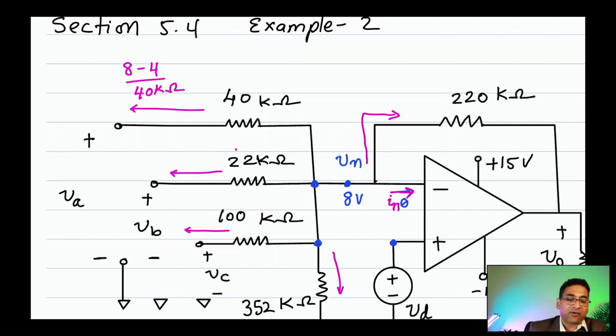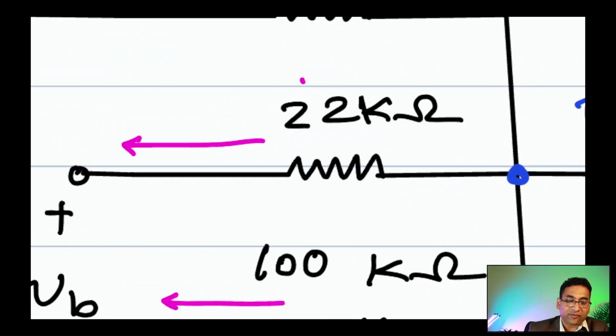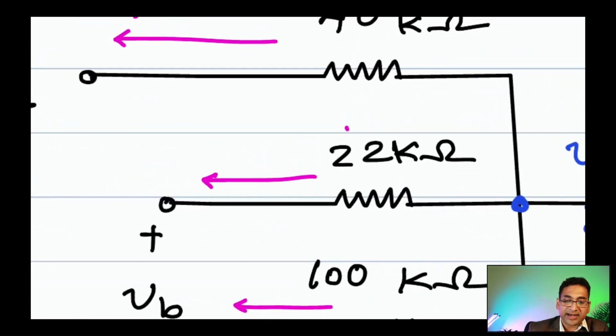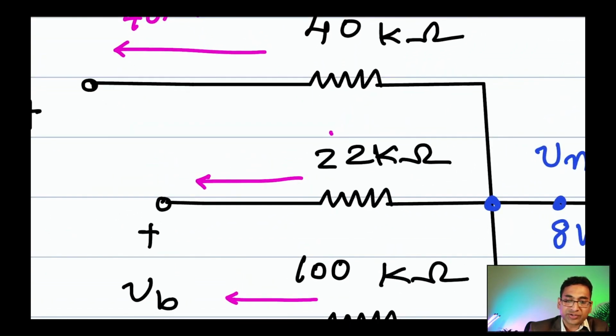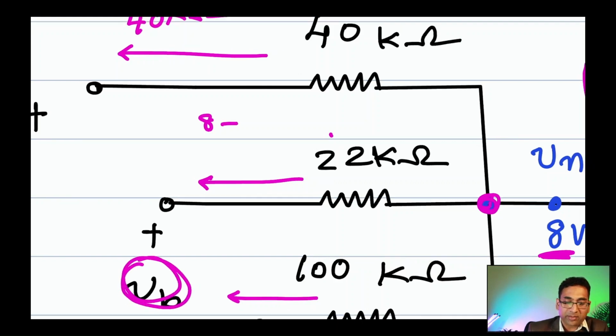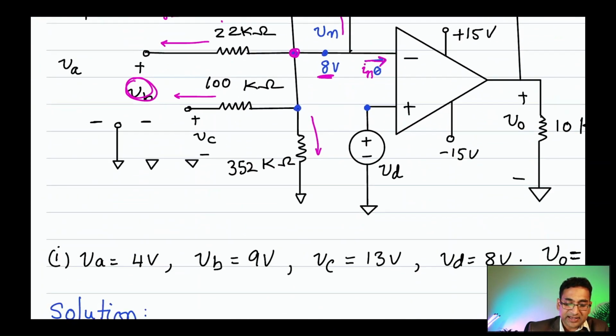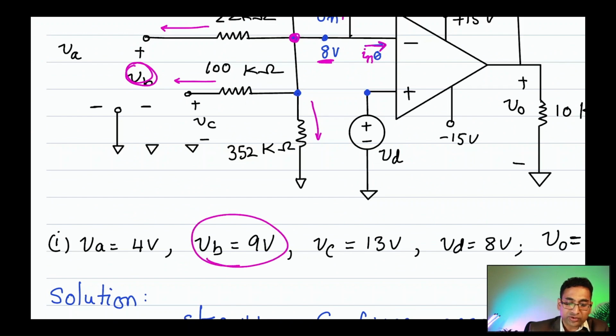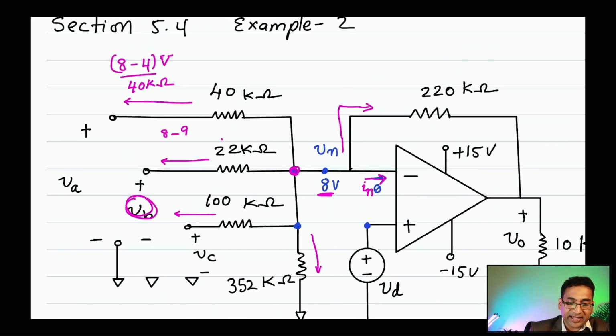That's the current flowing in the top branch. Okay, then let's look at the current flowing in the 22 kilo ohm resistance. That's 8 volts, the voltage here, minus Vb, which is given to be 9 volts. So I'm going to simply plug in 9 volts over there, divided by 22 kilo ohms. Okay, so that's the current flowing in the second branch.